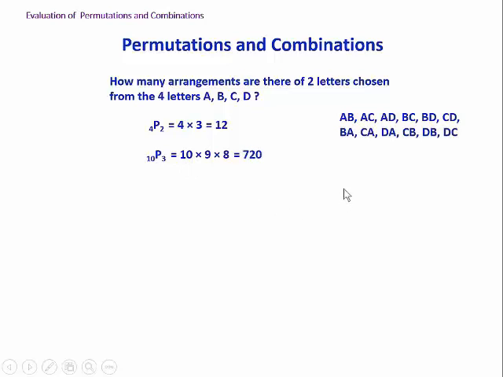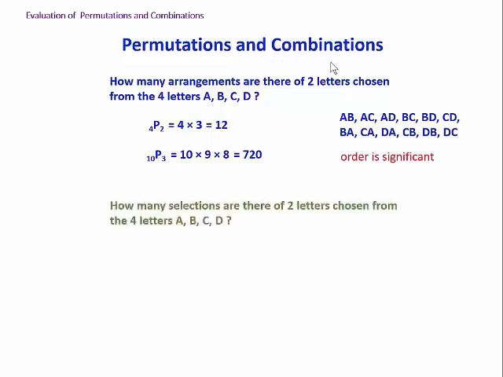So for permutations, the order is important. AB is considered to be different to BA, for example, and so on with the others. When we come to combinations, the order is not significant. That's the difference between the two. So if we're asked how many selections are there of two letters chosen from the four letters A, B, C, D, the order is not significant because we're just asked for a selection. And we write this as 4C2, the number of ways of selecting two things out of four things.